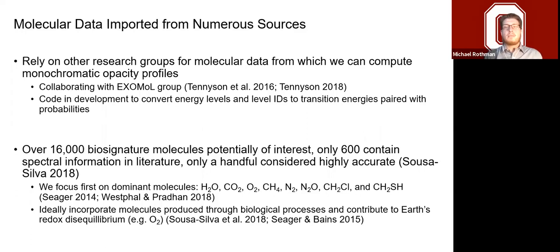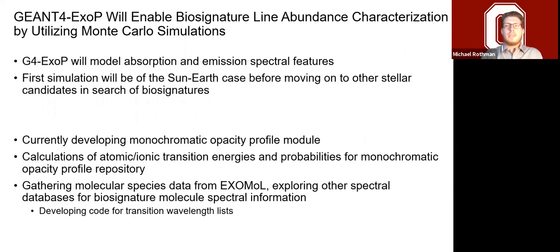GN4XOP will first be equipped with spectral information of dominant molecules such as carbon dioxide, nitrous oxide, and methane. The primary focus is on molecules which are both well-defined in literature, so that we have a wealth of spectral information, but also biosignatures that are produced mainly through biological and not abiotic processes. Now, GN4XOP will enable us to characterize biosignature line abundances in exoplanetary atmospheres by utilizing Monte Carlo simulations.